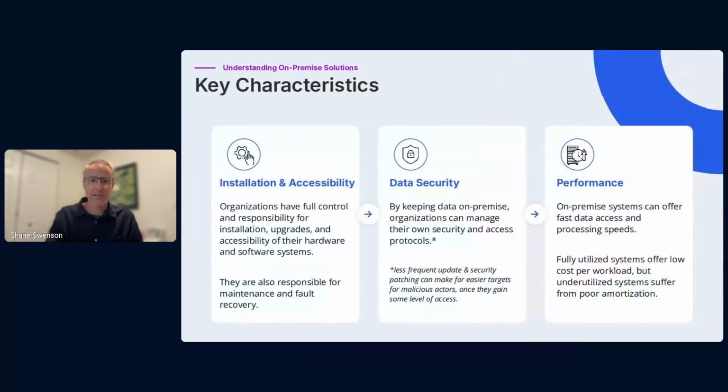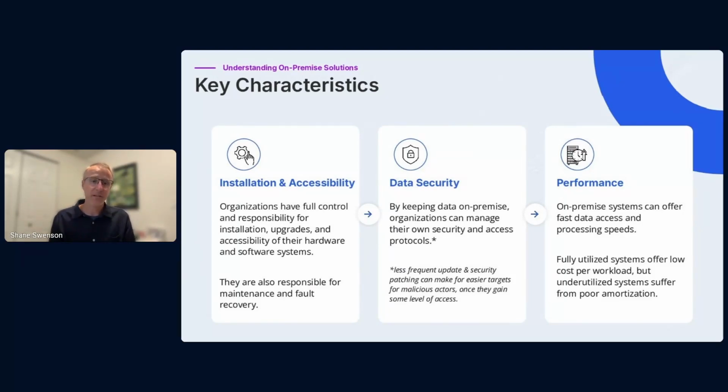So some of the specific characteristics are that as a customer, you have full control over and responsibility for the installation, upgrade, and maintenance of these systems. If there's a fault, like a server goes down or a disk drive gets full or something like that, it's the owning organization that has to take responsibility for making those updates as well.